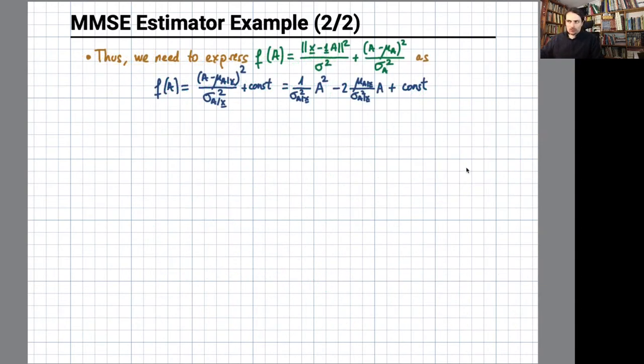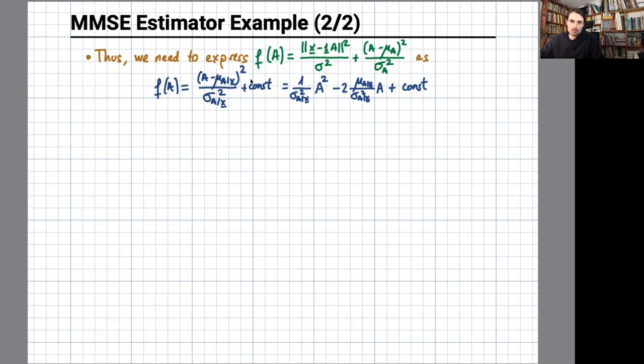So let's go for it. Let us try to express this function that comes from the exponent of our posterior PDF in this way, for some mu a given x, sigma squared a given x, and some constant.